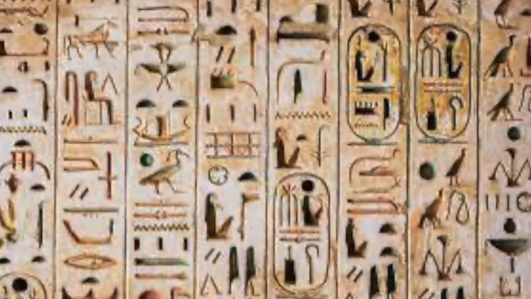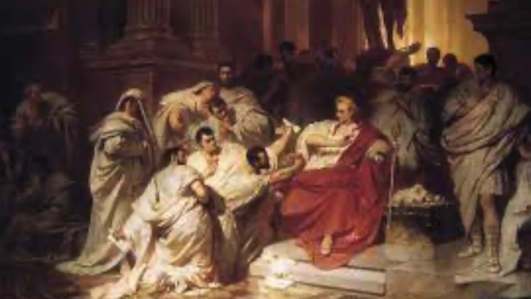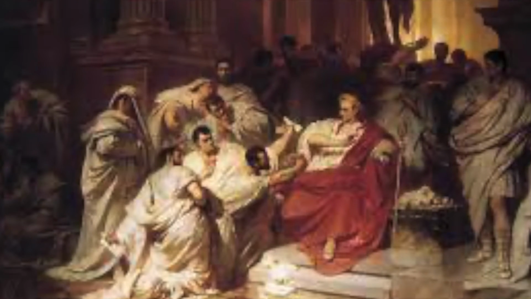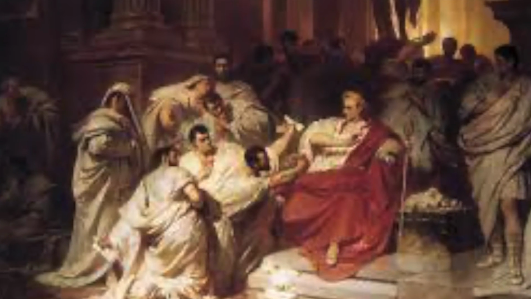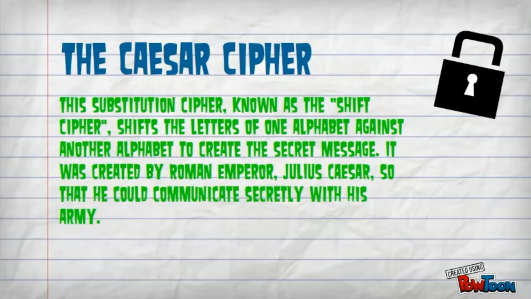Skipping over some time till around 100 BC, where Julius Caesar was known to use a form of encryption to convey secret messages to his army generals. The encryption he used was called a substitution cipher, which was where the characters of the message were replaced by other characters to create the ciphertext.